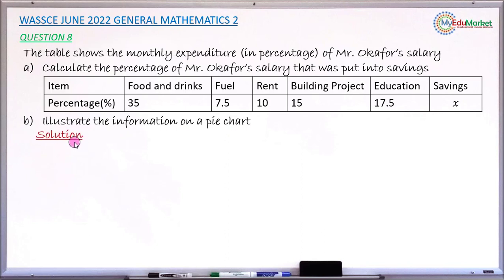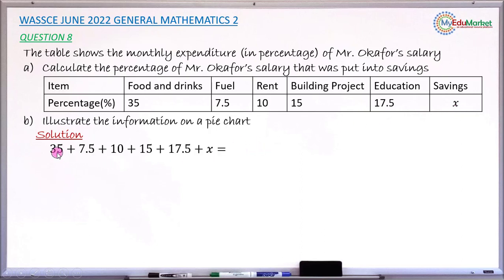Solution to the problem. Starting with the very first question, that is to determine the percentage that he put on savings out of his salary. So it is this X that we have to find. But remember, all these figures are in percentage: 35%, 7.5%, 10%, up to this X%. These are the only items that he spent his salary on, which means if we add all those figures, including this X, it will give us 100%.